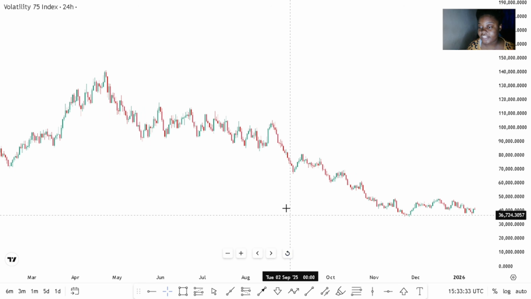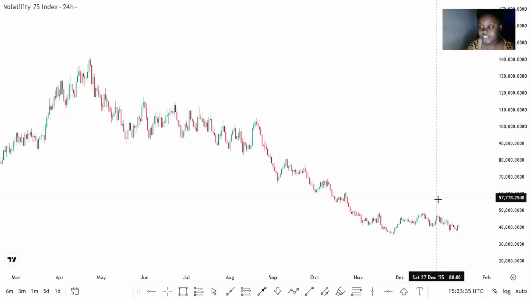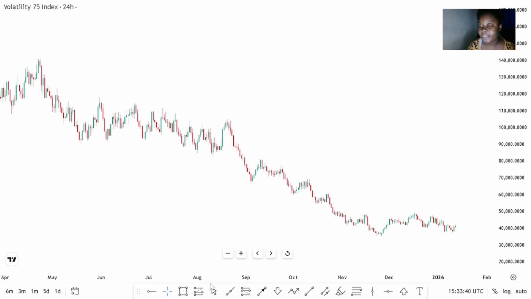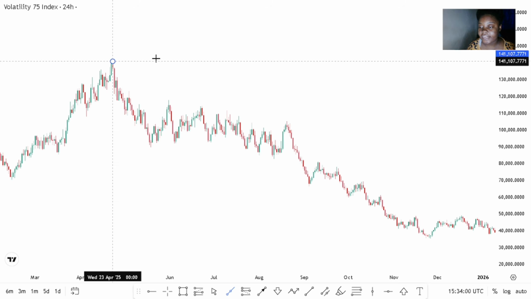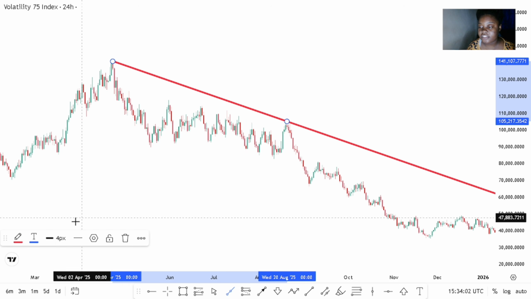Now we're on Volatility 75 as you can see here. This is how I would draw my trend lines at first. So I start on the 24-hour time frame, ensuring that all candles are on one side of the trend line.